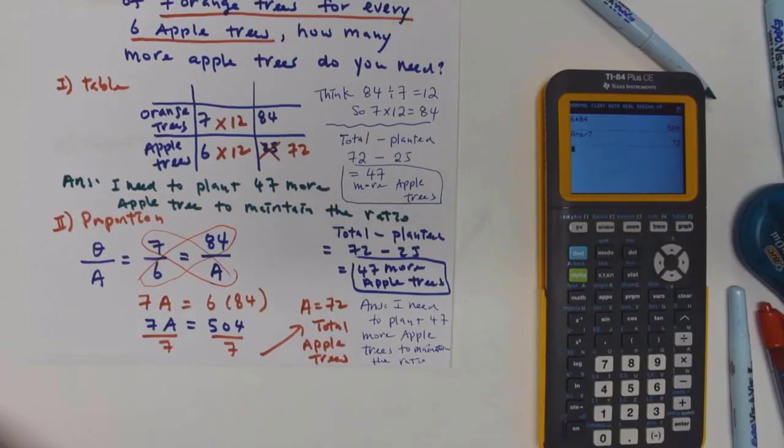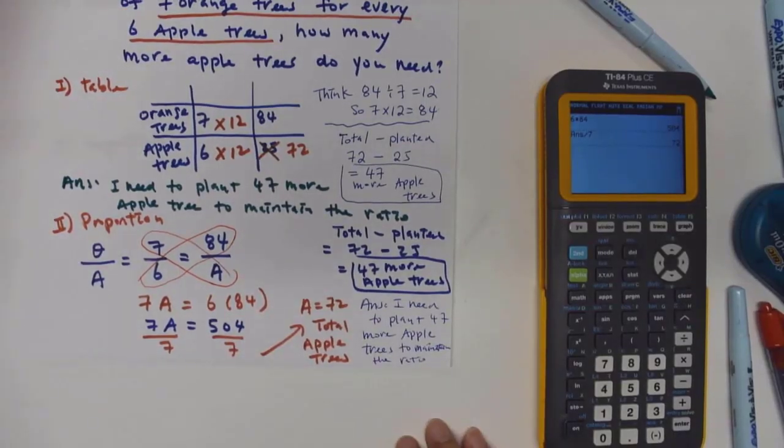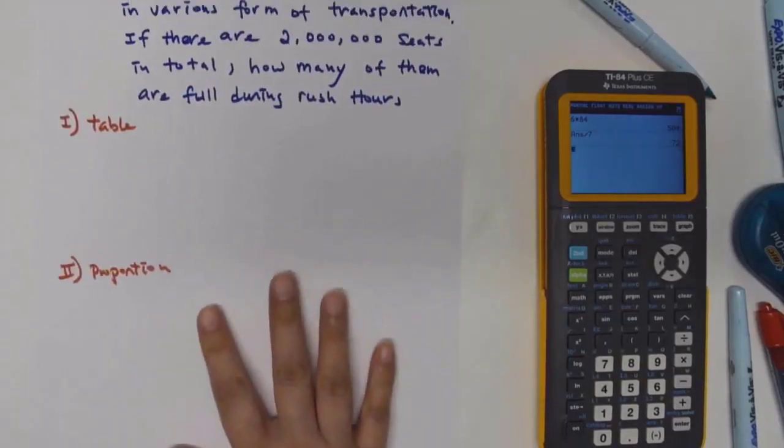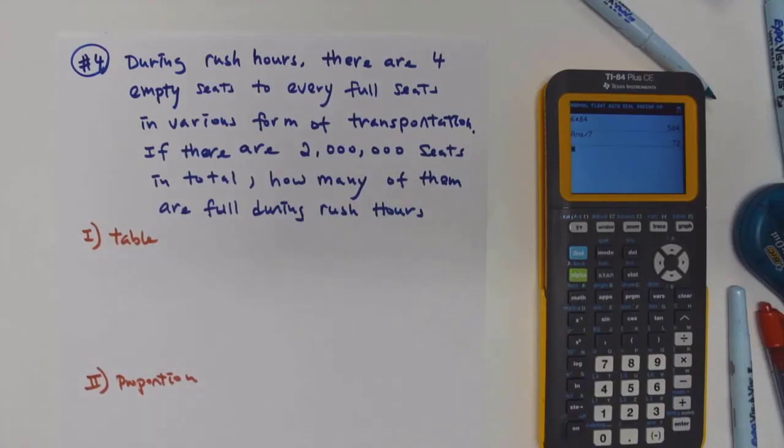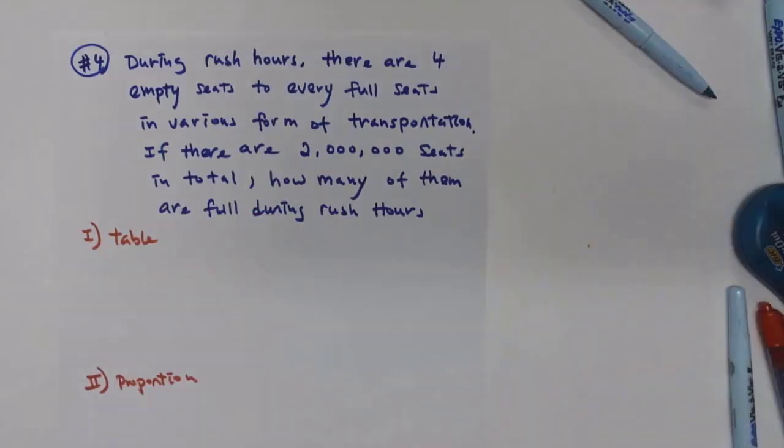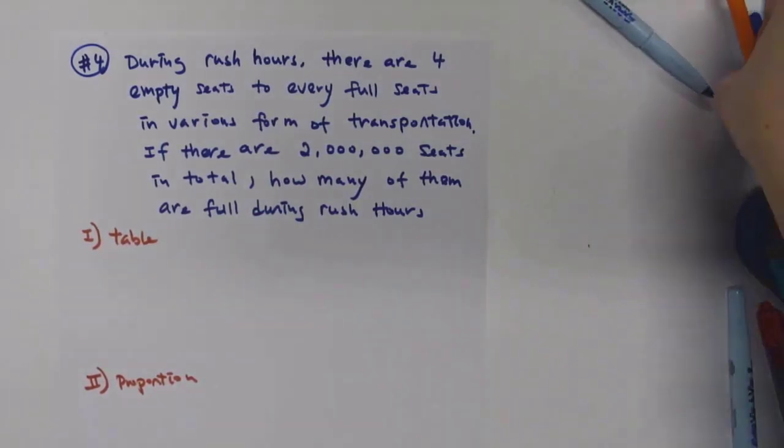When you're ready, I have one more example, and you can use them to guide you to do the homework problem. Right, ready? The last example for this: during rush hours, there are 4 empty seats to every full seat in various forms of transportation. If there are 2 million seats in total, how many of them are full during rush hour? So again, pause the video and write down the question, please. And when you're ready, we can work on this together.